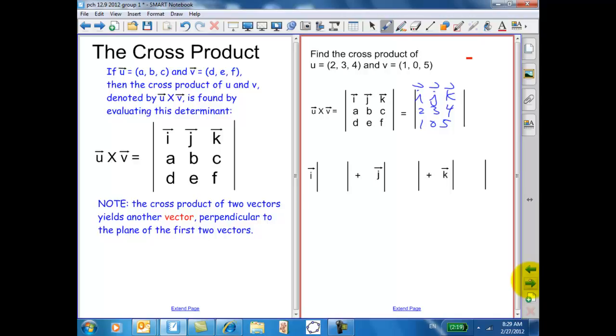3, 4, 0, 5, right? 3, 4, 0, 5. It's what you get when you take out the row and the column going through I. And then the minor of J, 2, 4, 1, 5. And the minor of K, 2, 3, 1, 0. So notice how we're always getting numbers again for these minors.